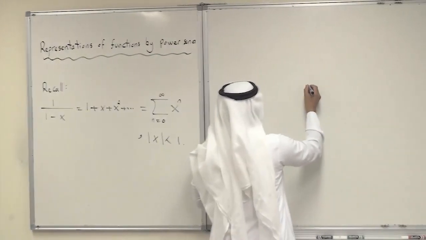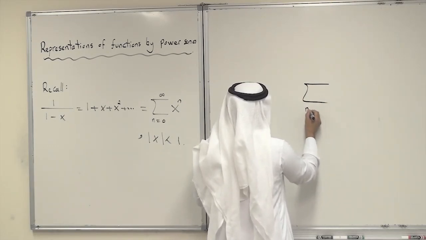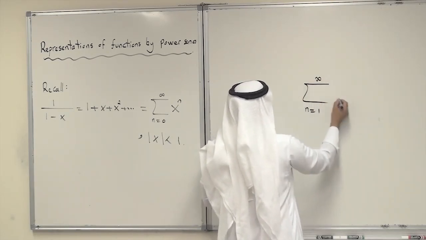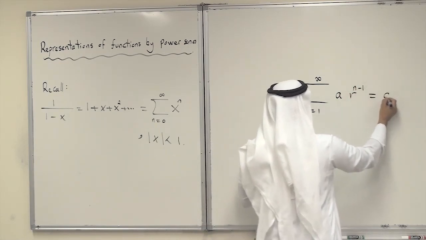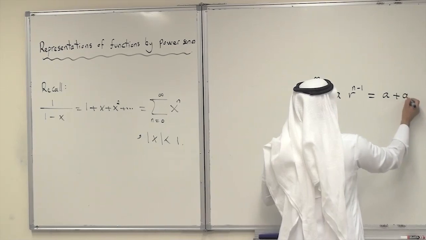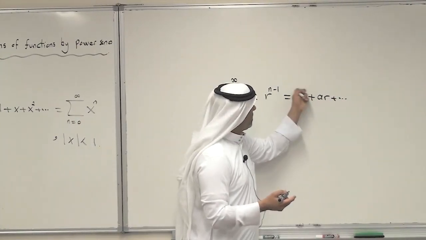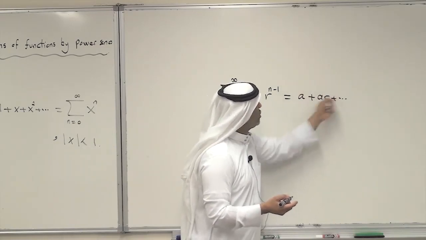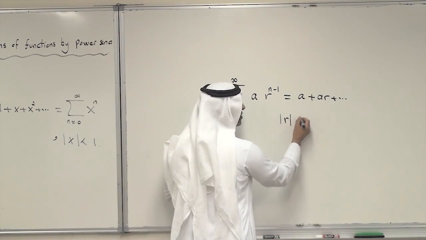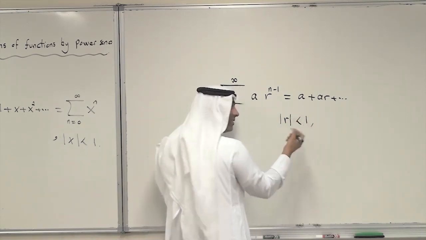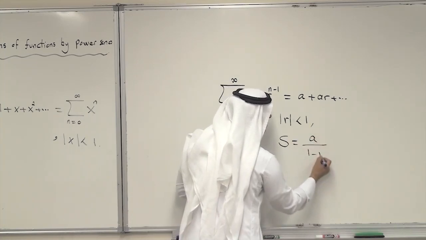We said if we have a geometric series, that is a series of the form, let's say, n equal to 1 up to infinity of a times r to the power n minus 1, that is a series of the form a plus ar plus etc., where the division of 2 sequential terms gives us the same ratio called r. We said if the absolute value of that ratio is less than 1, then the series is convergent and it has the sum equal to a over 1 minus r.